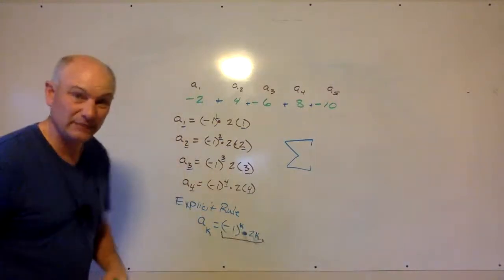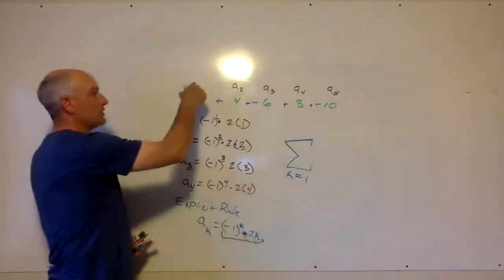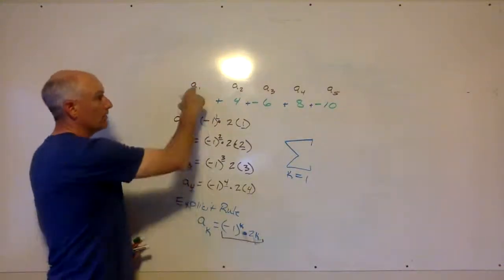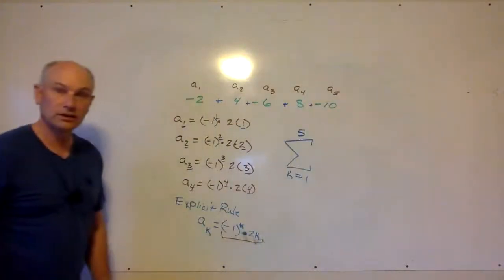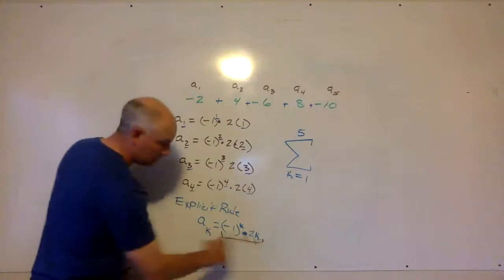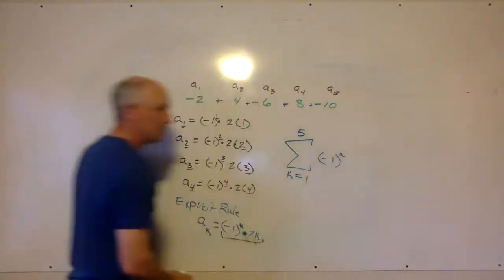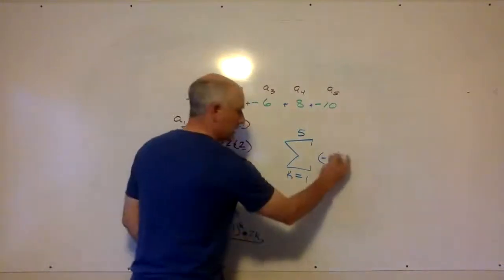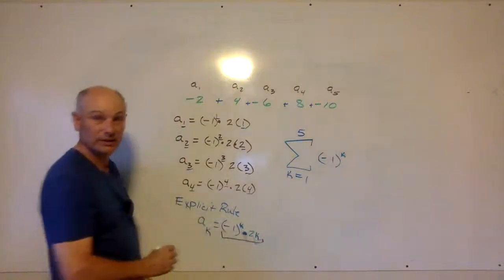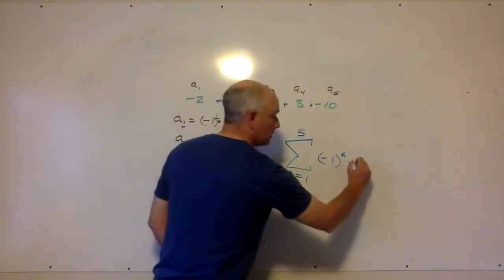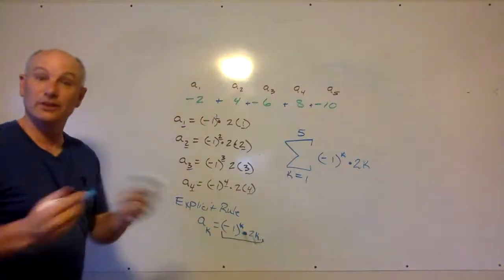Just a different letter. So we're going to start with k equals 1 to represent the first term. We've got to go to the fifth term, so the top number is 5. And then the explicit rule in behind. So negative 1 to the power of n, or excuse me, not n, but k. This has to match the letter in that position, times 2. Okay, and there you have it.